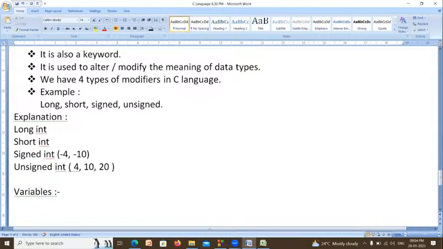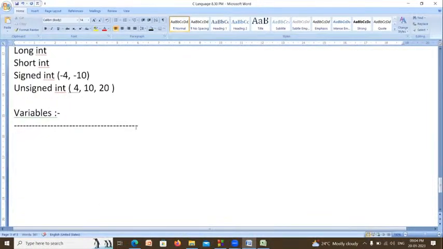Now the next topic is variables. What is the meaning of variables? My dear friends, I already explained what a variable is in the previous example, right? A variable is nothing but a container which is used to store data. It is just like a college bag, a water bottle, a lunch box, a luggage cover.